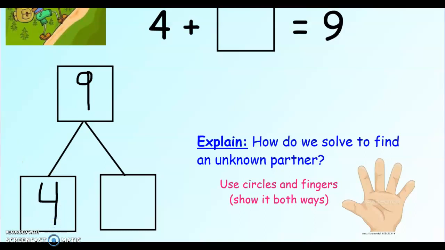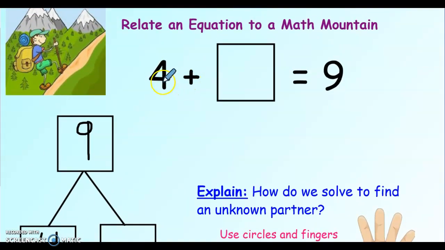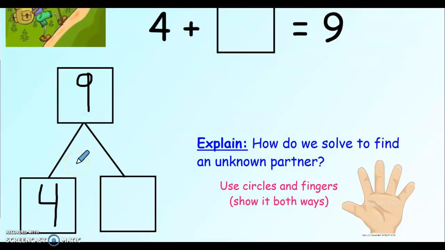Now, we have practiced already how to figure this out, but we can use circles or fingers. So, for example, if you have the equation like this, you can put the dots on the top to figure it out. If you have it in the mountain, you can put them on the side of the mountain. So, do this one first, since this one's more familiar to you.